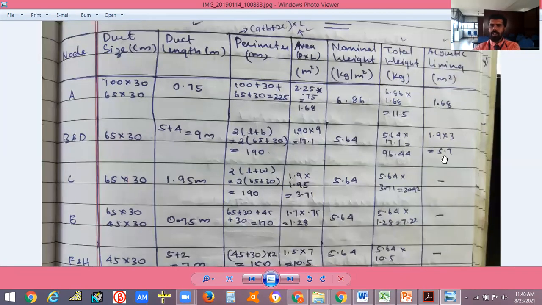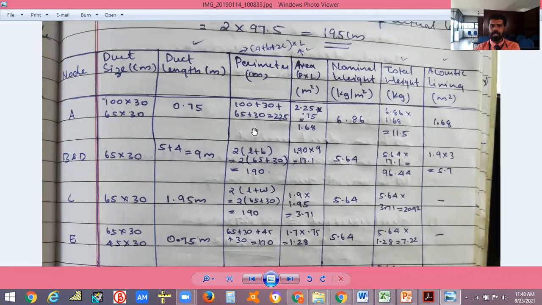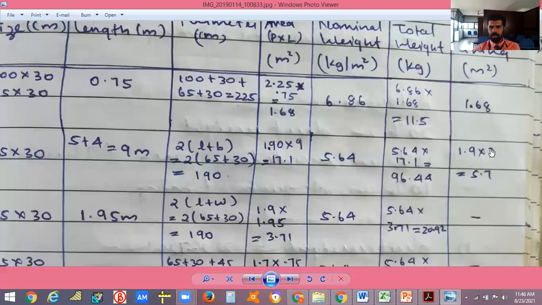So the acoustic lining, I have already said that it is for the first 3 meters. What you have to do? Just multiply the perimeter area into this length, 3 meters. The first 3 meters. So you just multiply with 3. Don't multiply with the total length. We have to multiply only with 3. Why? Because we are giving the acoustic lining only for the first 3 meters. So just perimeter into 3, you will be getting its area.